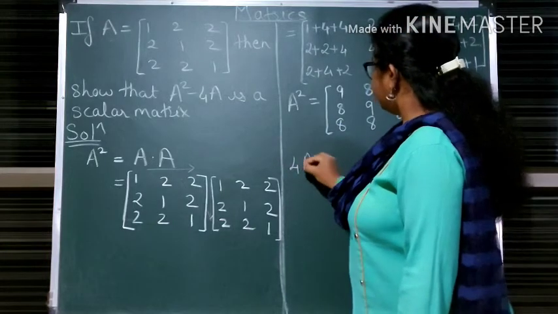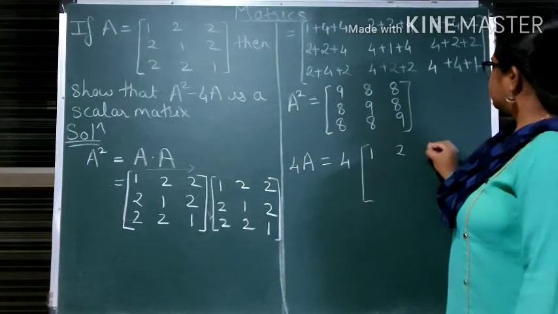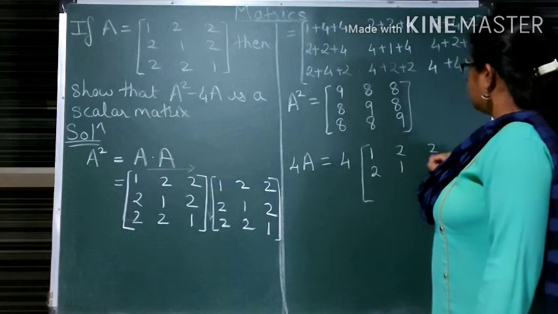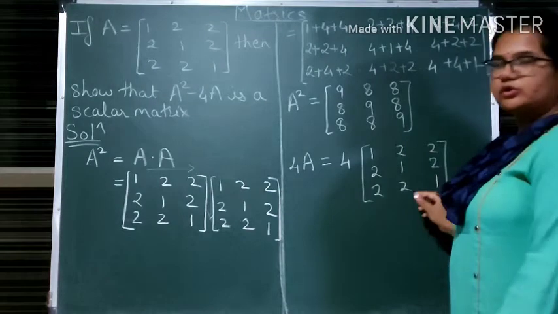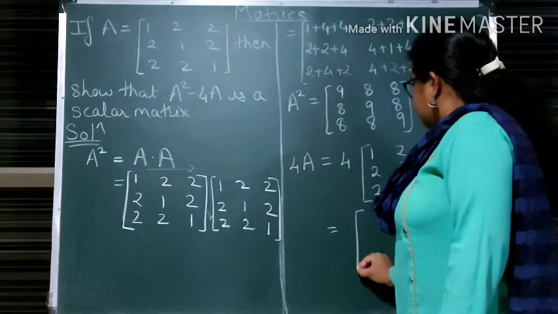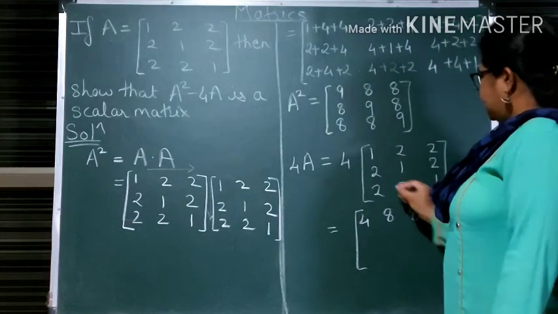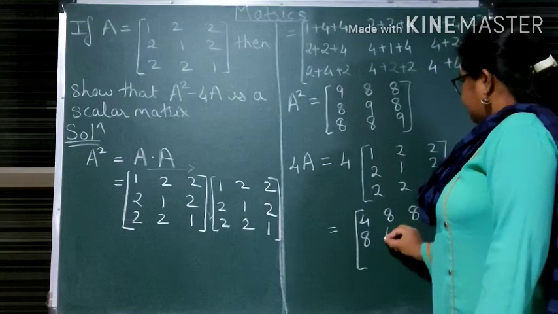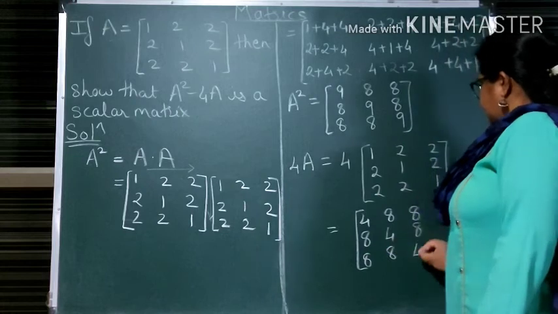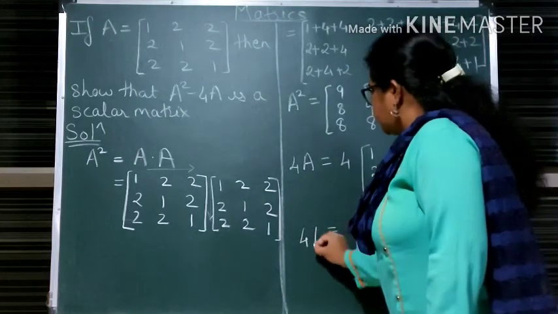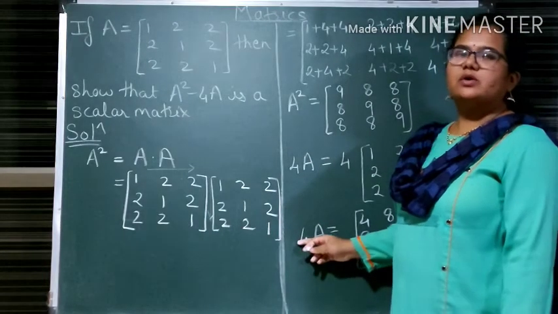So 4 into A means it will be 4 into matrix A: 1, 2, 2, 2, 1, 2, 2, 2, 1. Now multiply 4 to each element in this matrix. So what is your answer? 4 1s are 4, 4 2s are 8, 4 2s are again 8, then 4 2s are here 8, 4 1s are 4, 4 2s are 8, then last row 8, 8 and 4. What is this? This is 4 into A. So we have found out A square, we have also found out 4 into A.